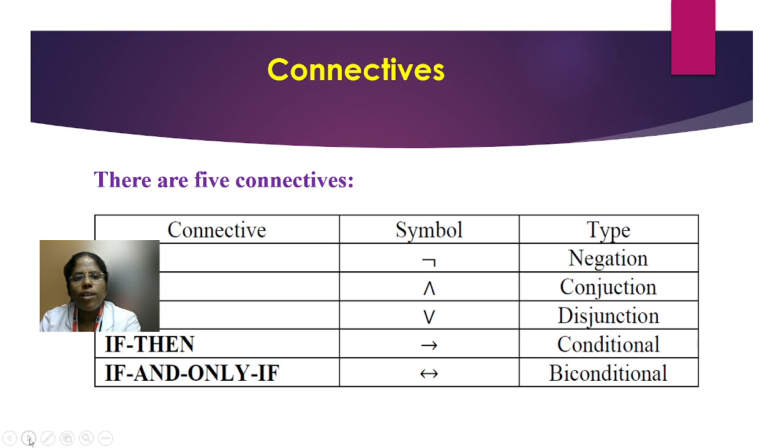See, what are the connectives we are going to use for the propositional logic? There are 5 connectives: not, and, or, if then, and if and only if. For each connective, the corresponding symbol and the type are given in the tabular column. I will explain them one by one.